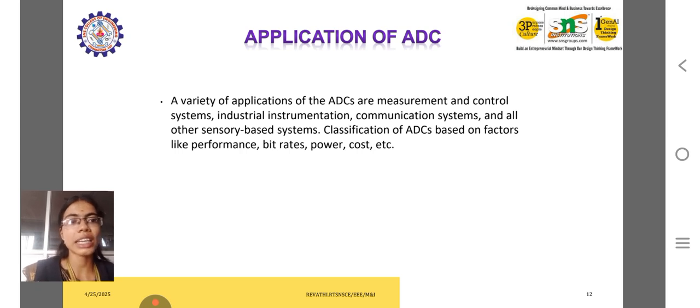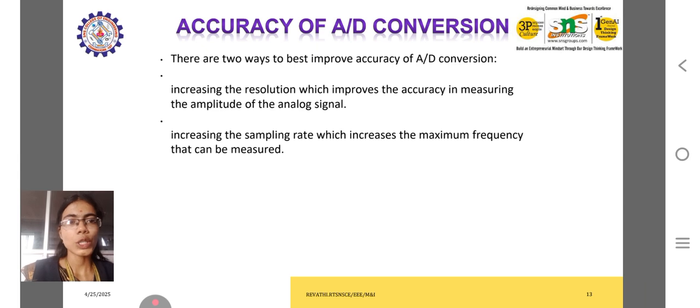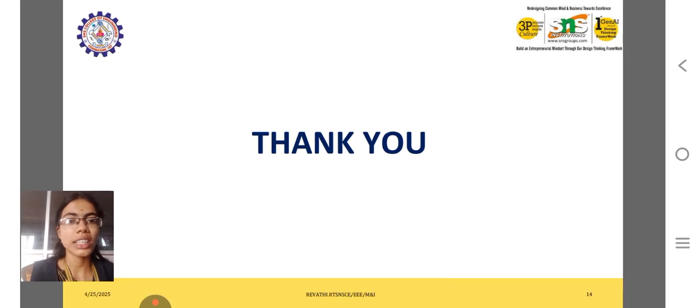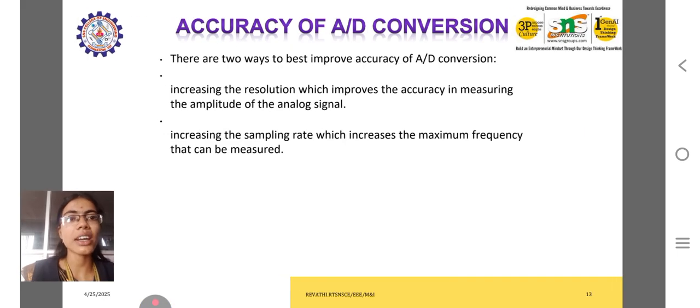Some of the applications are in communication systems, industrial instruments and sensor based systems, which are classified by factors like performance, rates, power, cost, etc. The two major things to improve ADC accuracy are resolution and sampling rate. The sampling rate and resolution play a major role in measuring the amplitude of the analog signal, and the sampling rate increases the frequency that can be measured. These are the major factors on which ADC accuracy depends.